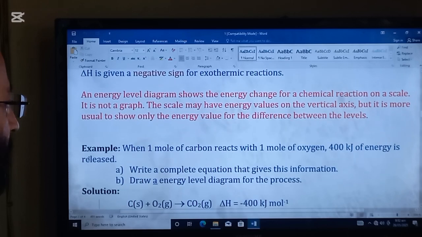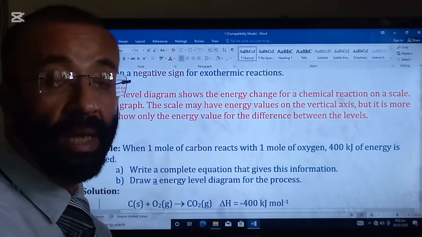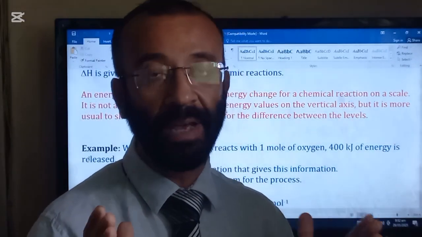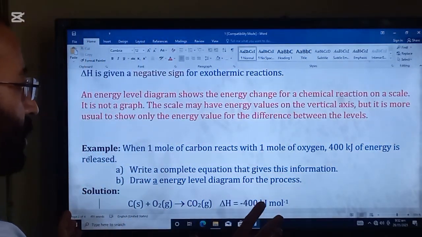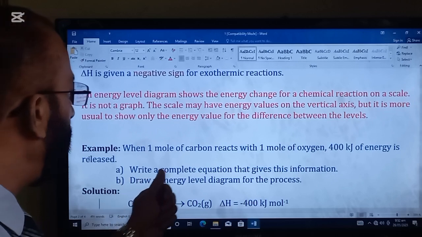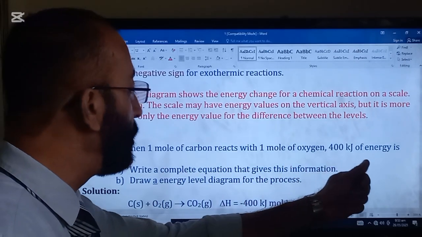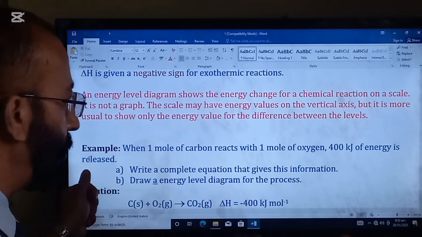An example is coming now in which you will be required to write down the equation and to draw the general energy level diagram for the reaction. This is a question from past papers. When 1 mole of carbon reacts with 1 mole of oxygen, 400 kJ of energy is released. So if energy is released, this is an exothermic reaction.